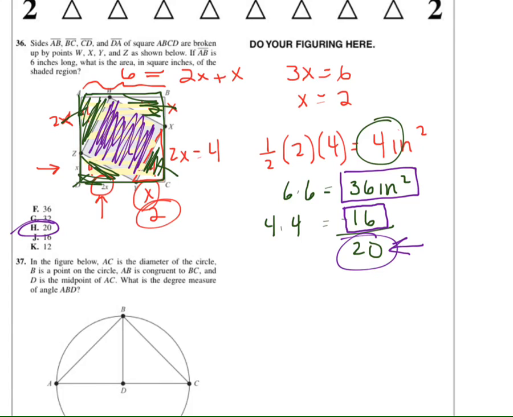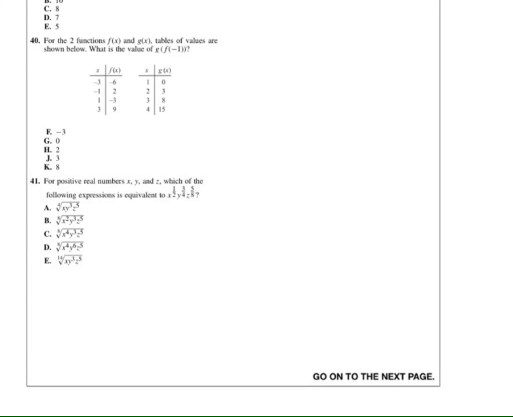The next one, number 40 it looked like. For the two functions f of x and g of x, tables of values are shown. What is the value of g of f of -1? So first we want to start on the inside, and it says, what's the f of -1? The f of -1 is 2. So f takes -1 and maps it to 2.